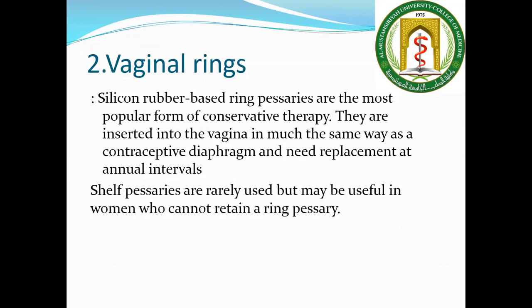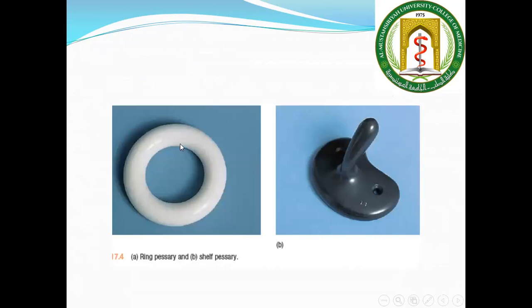Vaginal rings, these are rings placed around the cervix in the same way as a contraceptive diaphragm, and these need replacement at annual intervals. And we have the ring pessary and the shelf pessary. Here the ring pessary, the cervix will be here, so this will support the uterus in place. And here the shelf pessary, in case of failure of the ring pessary, or if the patient is sexually inactive, we can put this shelf pessary.